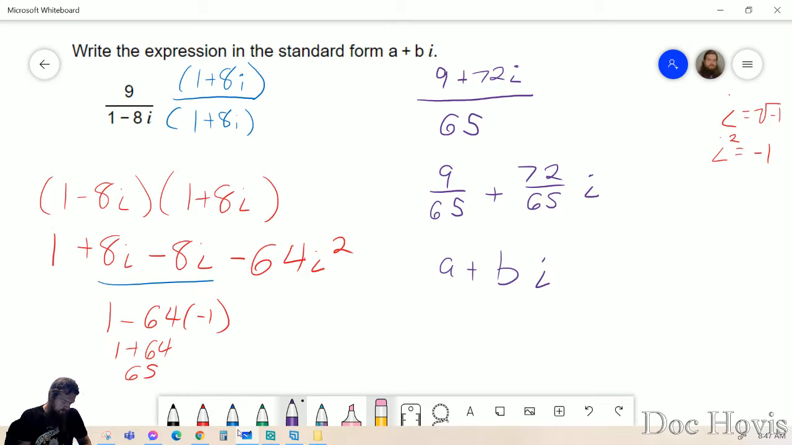65 is just 5 times 13, right? And 72 is not divisible by 13, so we're good to go. That's not going to reduce at all, because 72 is not divisible by 5. 9 is not divisible by 5. It's not divisible by 13, so neither one of these can be reduced.